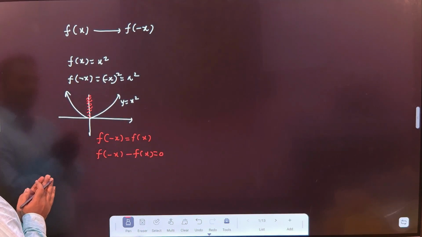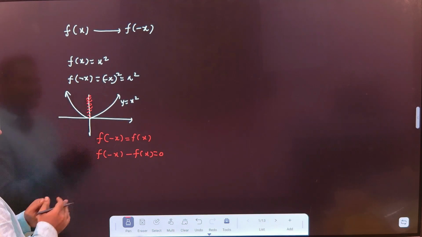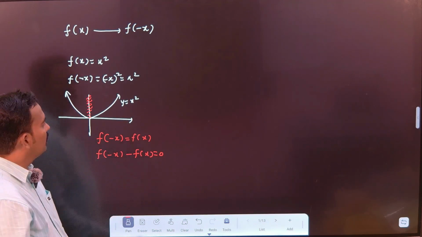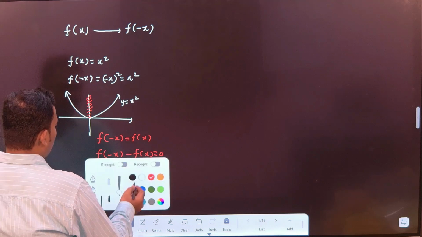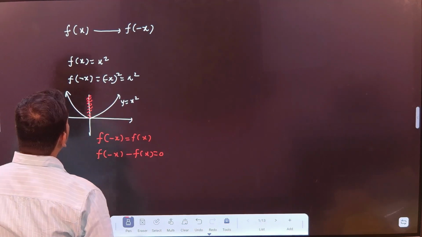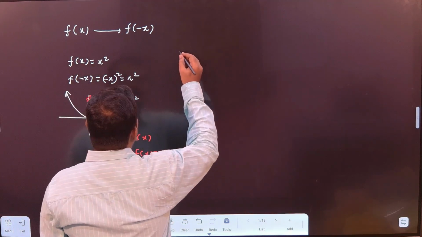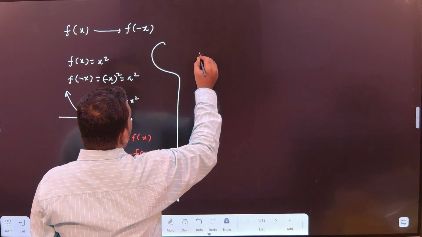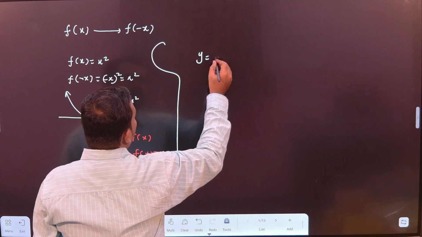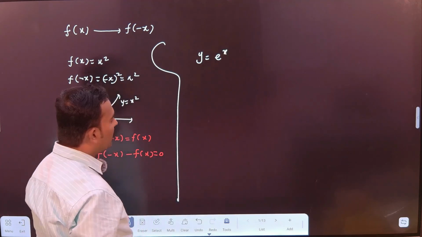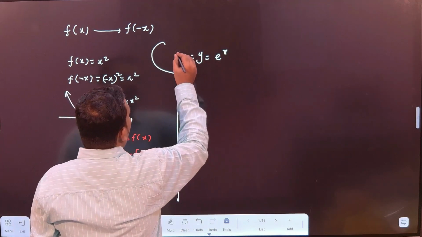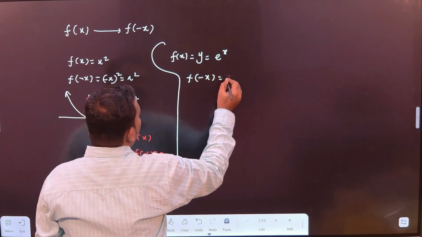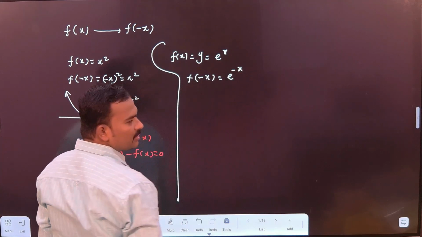This is the first transformation. What you have to do? You have to take the y-axis as the mirror. Just replace x by minus x, right? Okay. So let me take one simple example. Suppose let's take y is equal to e power x. This is your f of x. Just replace x by minus x. So what will we get? E power minus x.